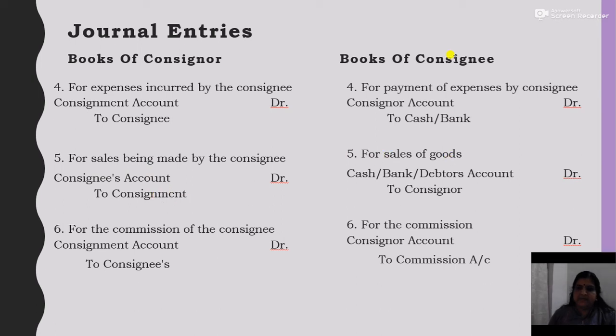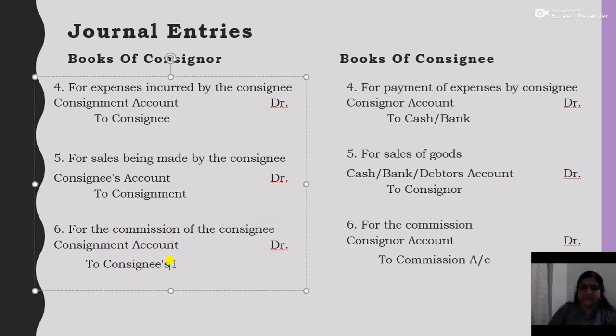Then for sale of goods in the books of consignee, cash or bank or debtor's account debtor to consignor, because until that time the consignor is the creditor. So until the sale proceeds are being sent by the consignee to the consignor, the consignor is the creditor of consignee. So in case there is cash sales, then the journal can be cash or bank account debtor to consignor. And in case the consignee is making a credit sale, then the journal becomes debtor's account debtor to consignor. Okay.